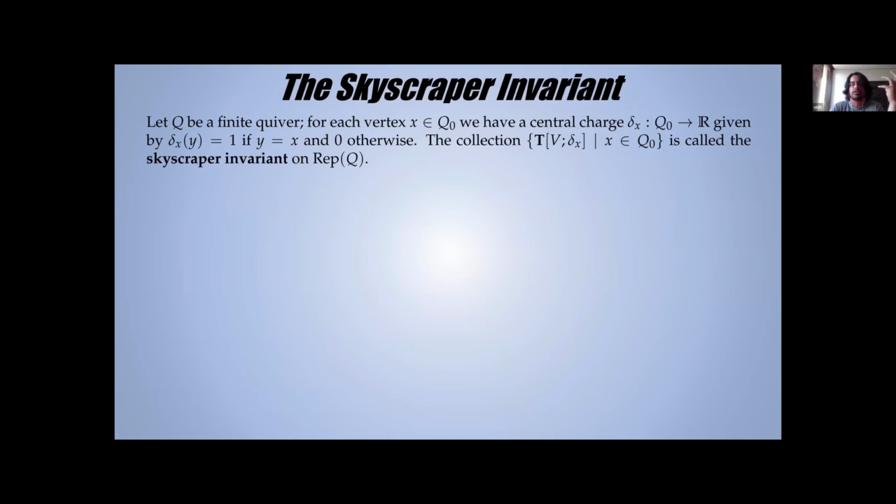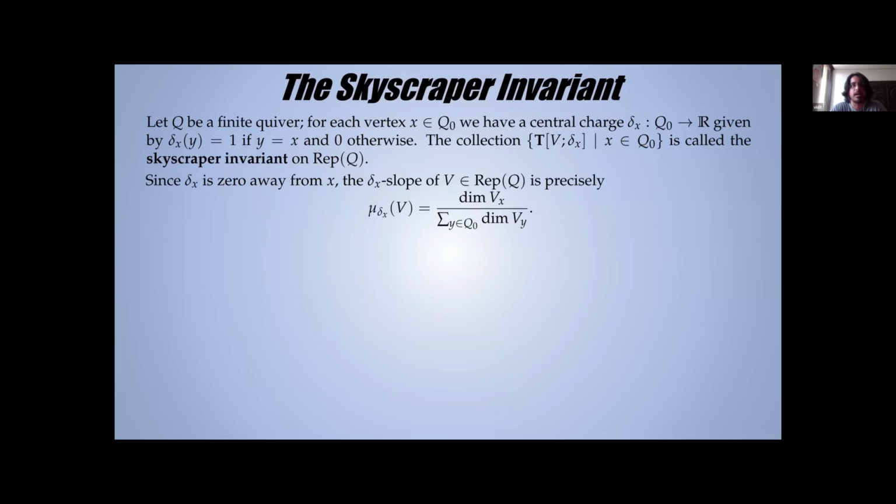And then this collection, so there's only finitely many of these because there's finitely many vertices in my quiver. So I look at the central charge that makes that one 1 and everything else 0. And this is called the skyscraper invariant. So I'm just going to tell you what this skyscraper invariant can tell you about a quiver representation. And just to be absolutely clear, since this assigns 0 away from the vertex that's in the middle, so X, the delta X. So the slope of any representation is a dimension of Vx divided by the total dimension of the quiver representation V.